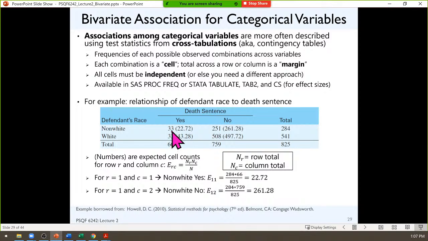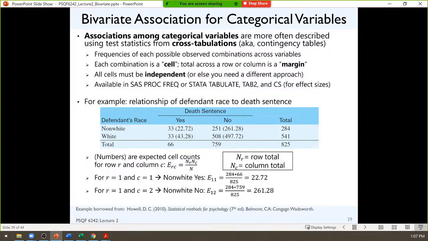The values given in each of the cells, like the 33 here and the 33 here, are what happened. So these are the actual frequencies observed. There were 33 non-white people who were given the death sentence, and there were 33 white people given the death sentence, and 251 and 508. So that's what happened. In order to know whether there's an association between these variables, is it the case that white people are given the death sentence less often, for instance? That might be your hypothesis.